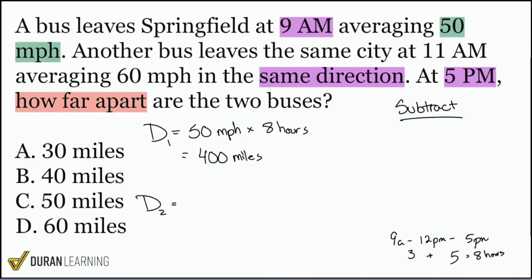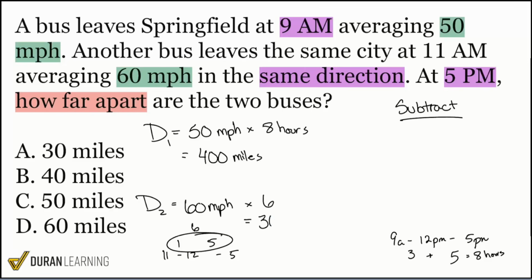For the second bus, we have 60 miles an hour listed right over here. And my party people, are we also multiplying by 8 hours? Not quite. Here we started off at 11 a.m. for that second bus. So 11 a.m. to 5 p.m., we can think about it in the same exact manner. 11 to 12 and from 12 to 5. That's 1 hour and that's 5 hours. So that makes 6 hours. 60 multiplied by 6 is going to give us 360 miles.